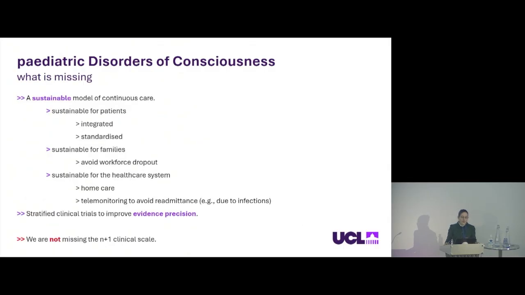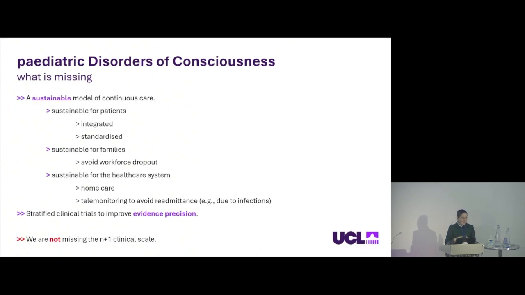As I said, it's not rocket science, but this characterization would be critical to improve the recruitment in clinical trials. And secondly, this idea of continuity of care vouches for a sustainable model. What does sustainable mean? Well, for sure, an integrated care for the patient, a standardized care, which is provided regardless of what is available at the territorial level, at the council level.